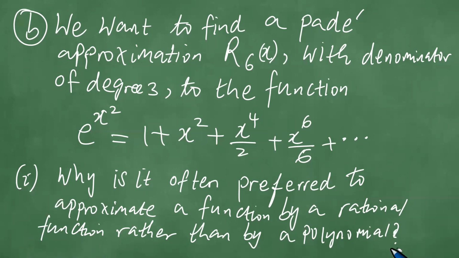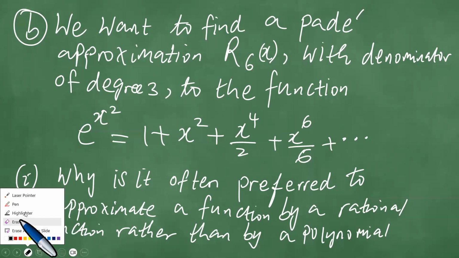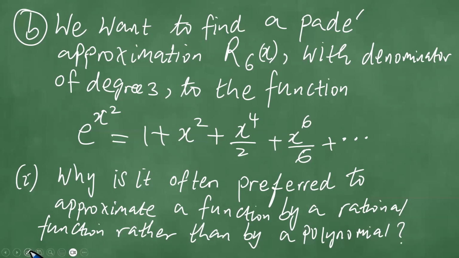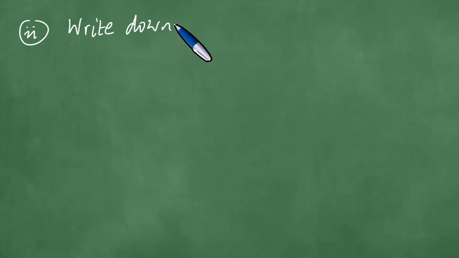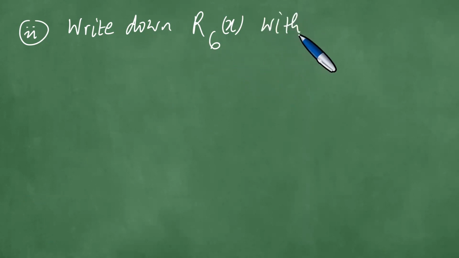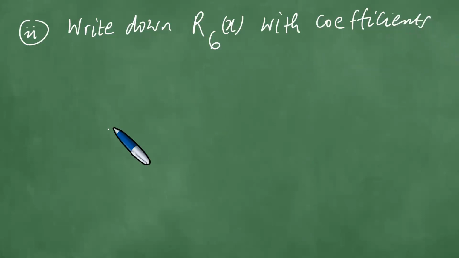Next. Next point. Roman figure 2. Write down R6 of X with the coefficients AI and BI.